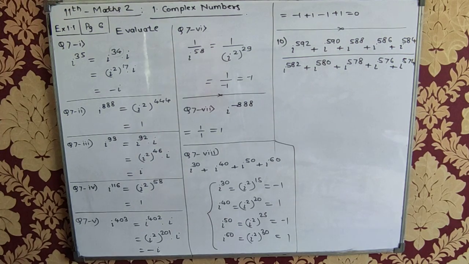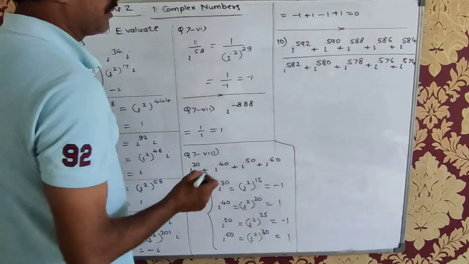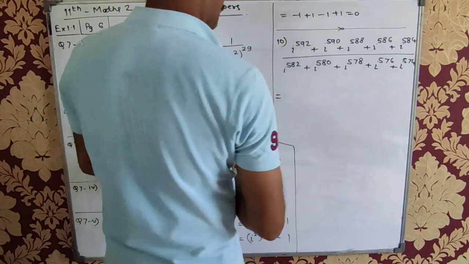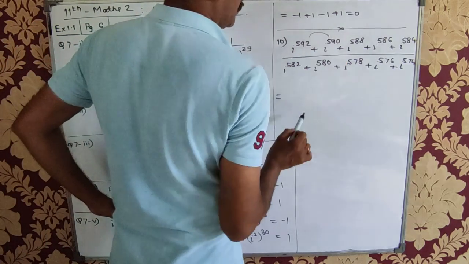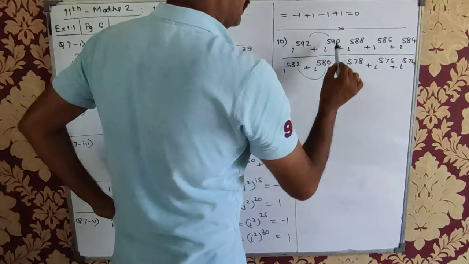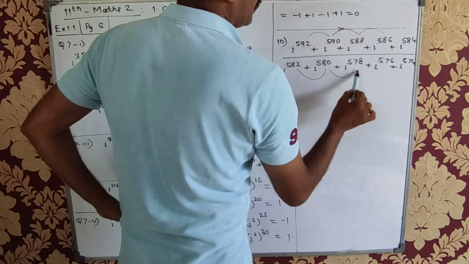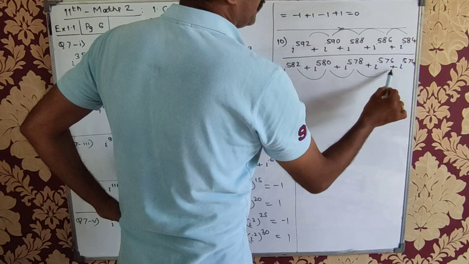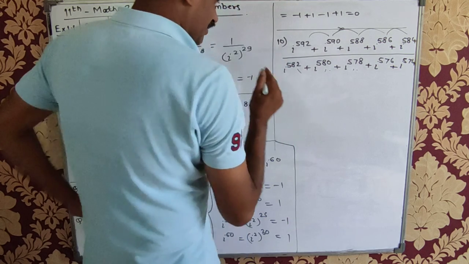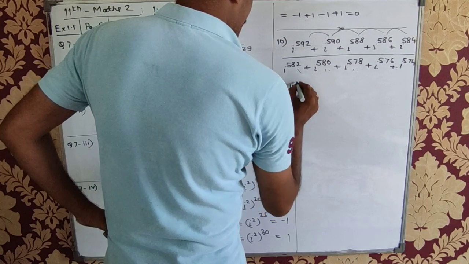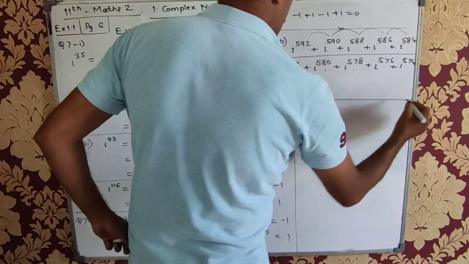Now in this, I will take something common from the numerator. You see, what is the difference here? The difference is 2 here and the difference is 2 here. Then again a difference of 2, here also a difference of 2, then a difference of 2, a difference of 2, right? Okay, so I take i raised to 10 common from the numerator. What will we get there?